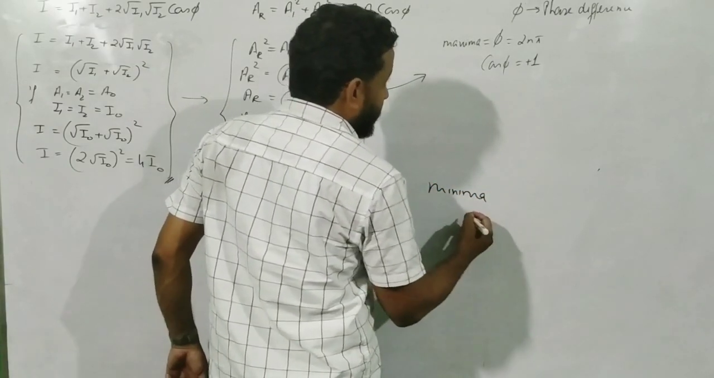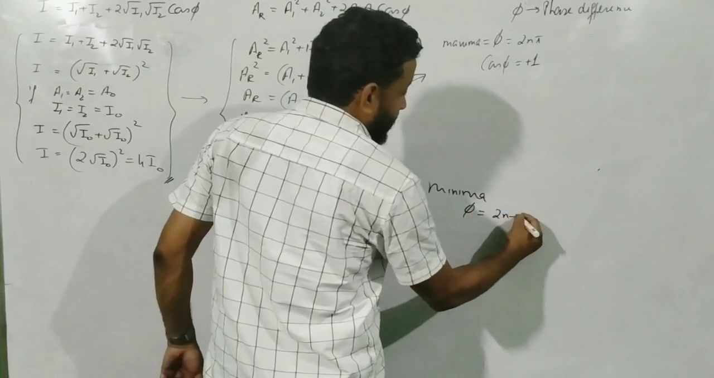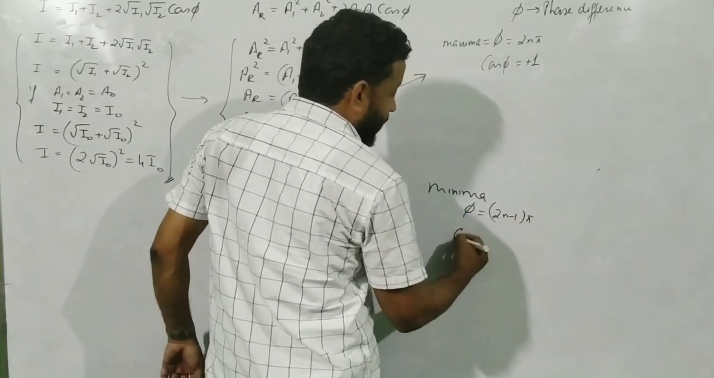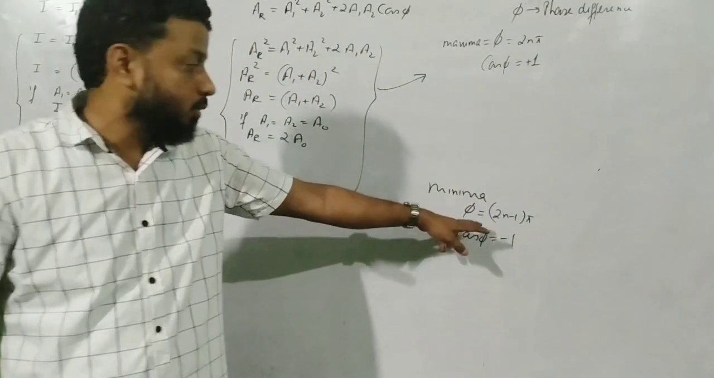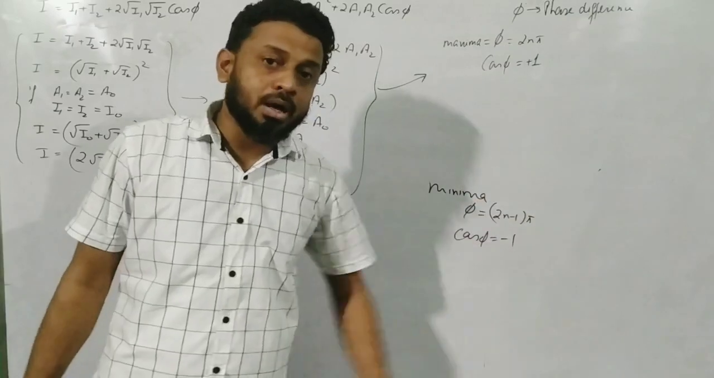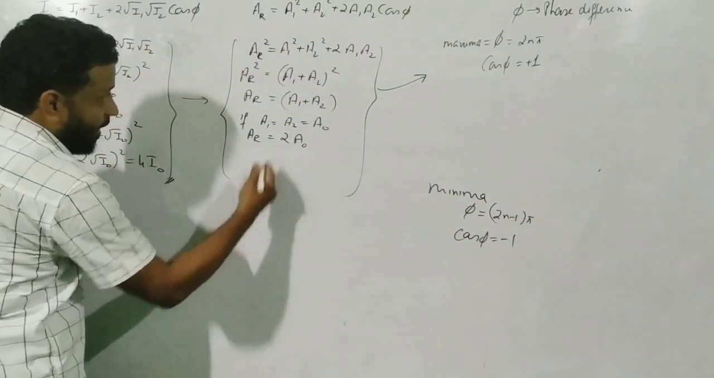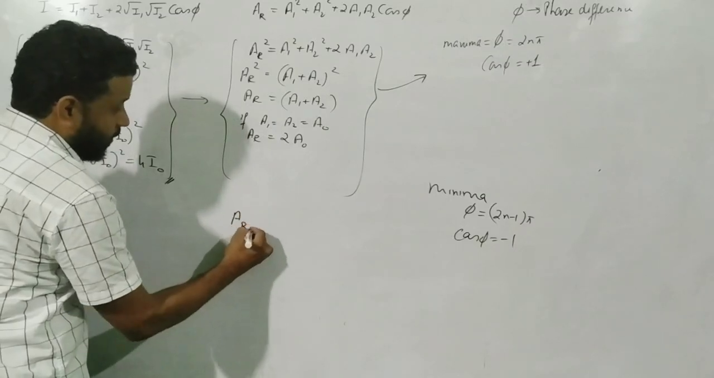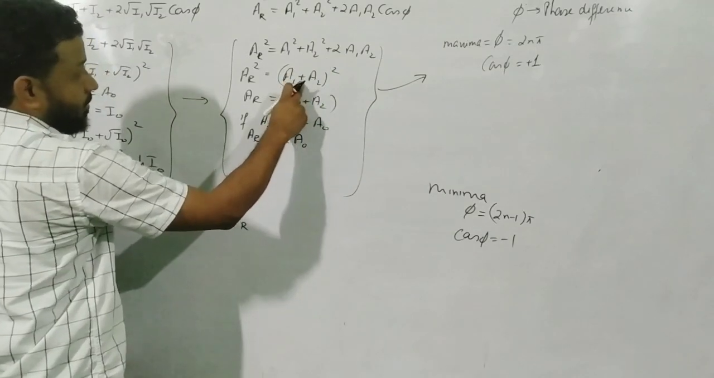Now let's deal with the minima. We know that for minima the value of phi is (2n minus 1) times pi, and for that the value of cos phi is minus 1. You can check: just put n equals 1, you will get pi, and cos 180 is minus 1. So what will you get? I will not do the entire calculation now, it's very simple. This becomes minus 1, so this becomes minus, so this becomes minus.